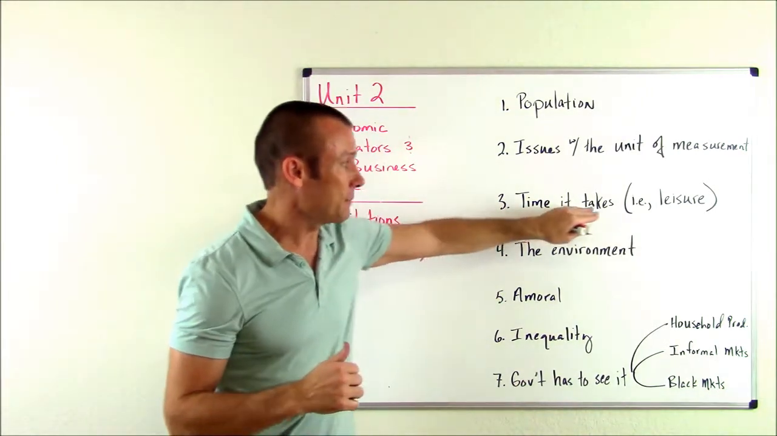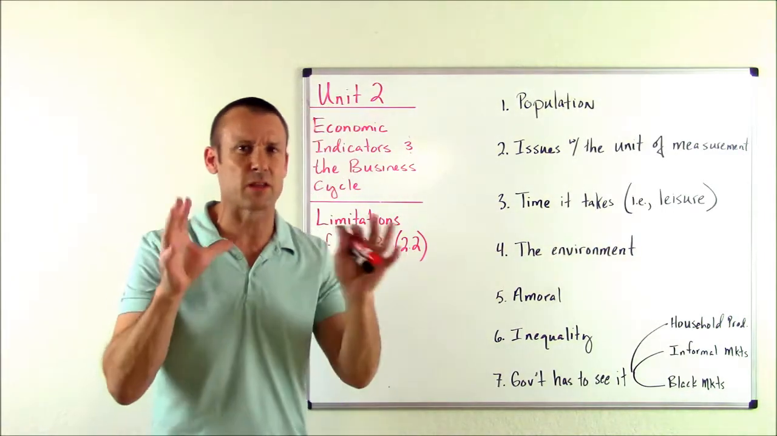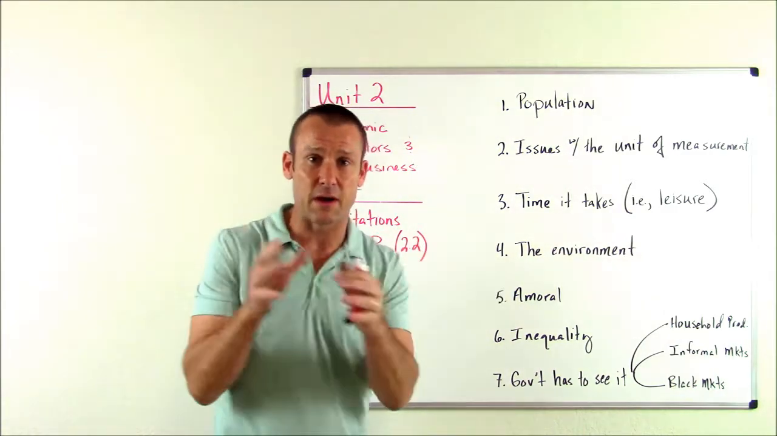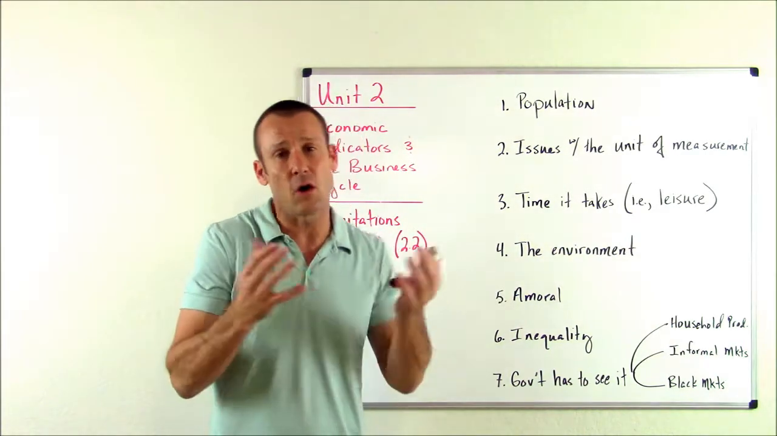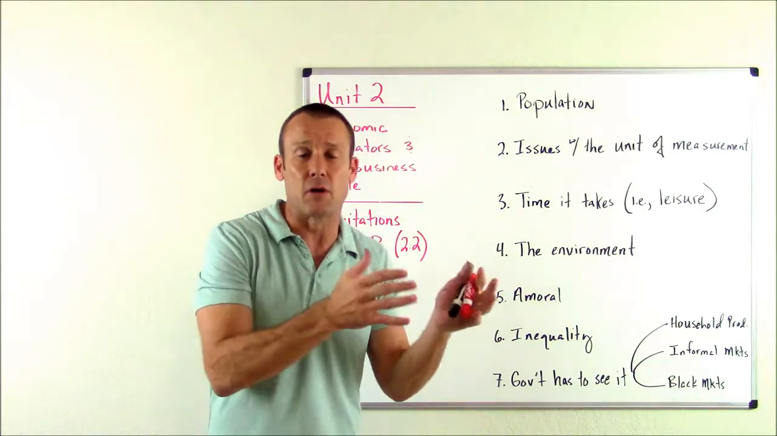Number three, time it takes to produce that value. Okay, let's just imagine we've got a country, and let's just say their population doesn't change from one year to the next, and we find out they produce the same amount of value from one year to the next. We might say, oh, they're about the same off as they used to be, right? They're no better off than they used to be.